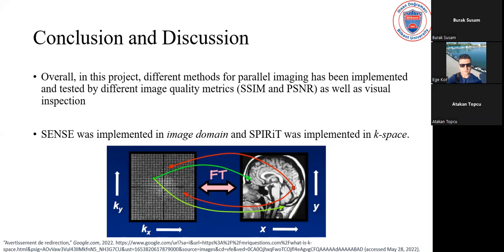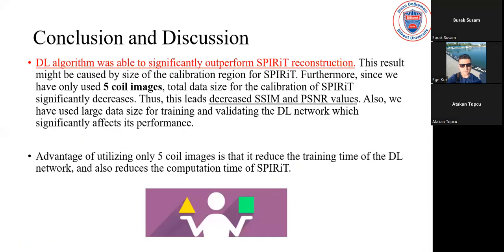SENSE was implemented in image domain and SPIRiT was implemented in k-space. And the deep learning algorithm was able to significantly outperform SPIRiT reconstruction. The result might be caused by the size of the calibration region for SPIRiT. Since we have only used 5 coil images, the total data size for the calibration of SPIRiT significantly decreases. And also we have used a large data size for training and validating the deep learning network, which significantly improves its performance. The advantage of utilizing only 5 coil images is that it reduces the training time for the deep learning network and also the computation time for SPIRiT.